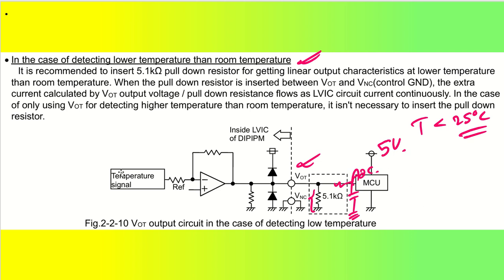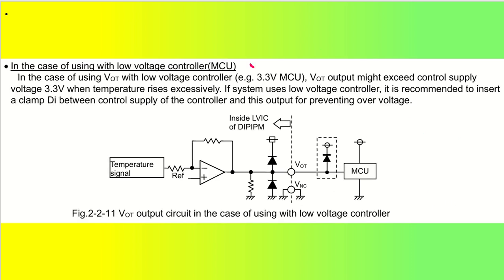Good. Now if my microcontroller control signal is lower than 5 volt, let's say 3.3 volt logic or 2.5 volt logic. These days microcontrollers are coming with lower voltage logic levels. So in that case, what will we do? In those cases, let us say we are using low voltage control microcontrollers.